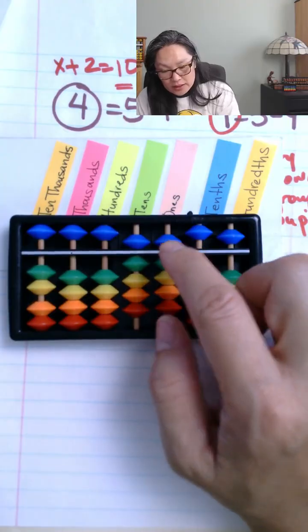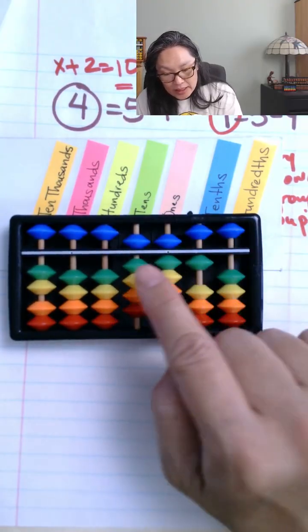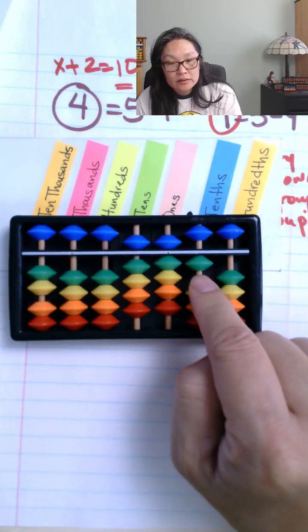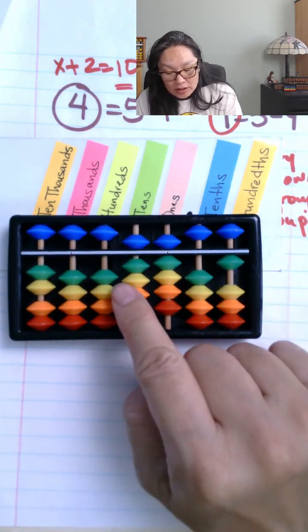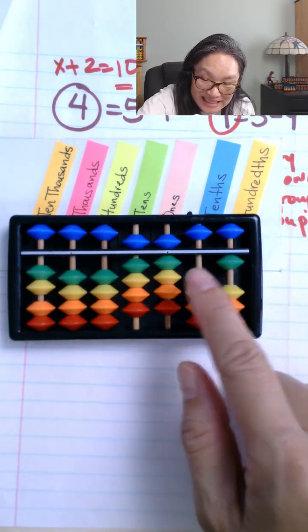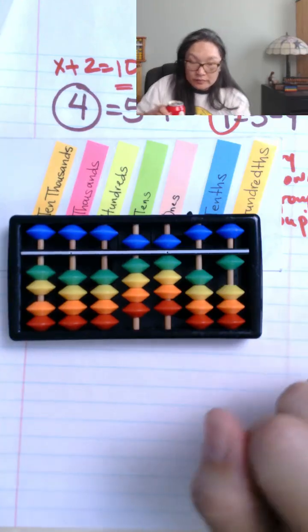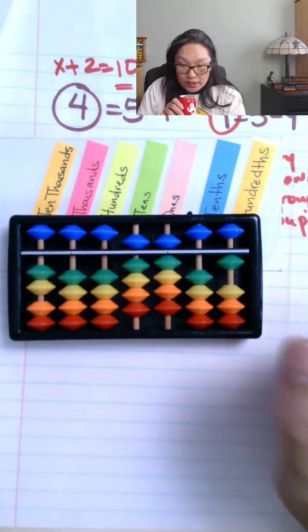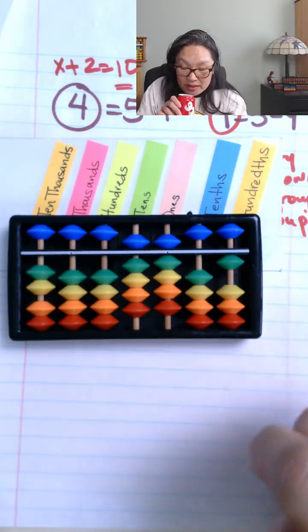So I have my 99. This would be 99.1 or 99.01, right? So this is where the decimal plays. Just like how we write it. Abacus mimics the way we write.